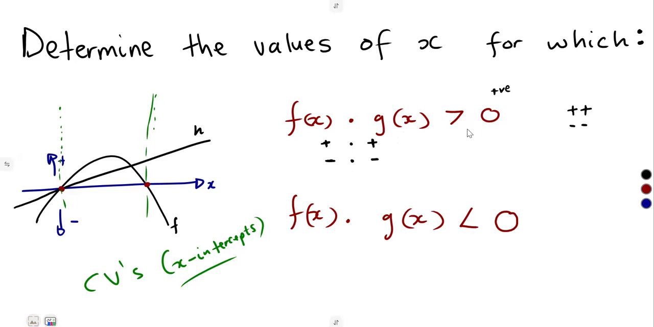And in the case of getting a negative, it means we can have f of x being positive multiplied by g of x being negative. Positive times negative gives us a negative.